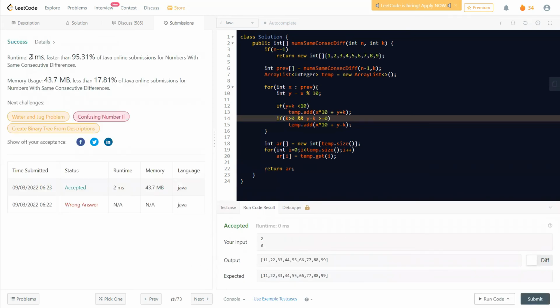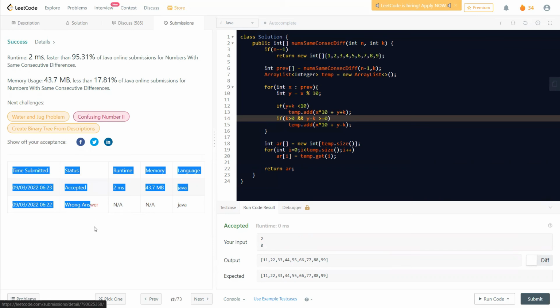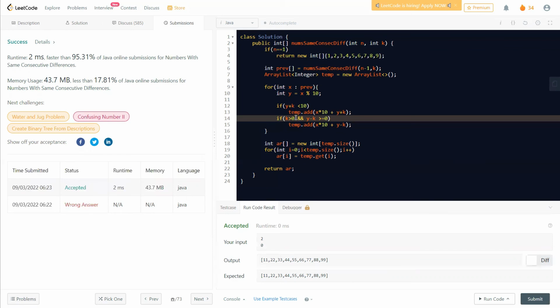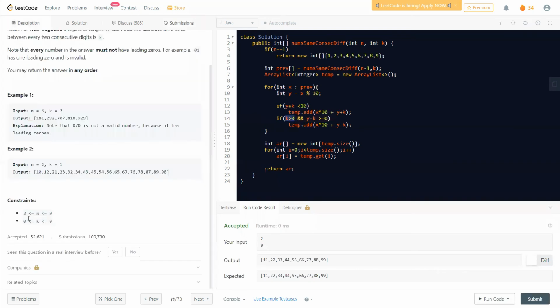Here you can see this is a 2 millisecond solution, a pretty fast solution. But you found that this gave us a wrong answer. The wrong answer is because k can be 0 itself, as our constraints say. If k was 0, it creates repetitive numbers like 11 and 22, because it was checking for both sides. So that's the check we have.